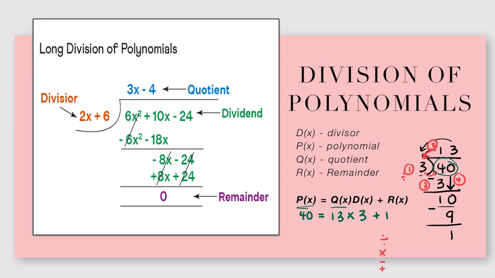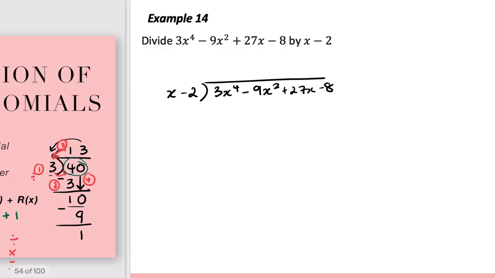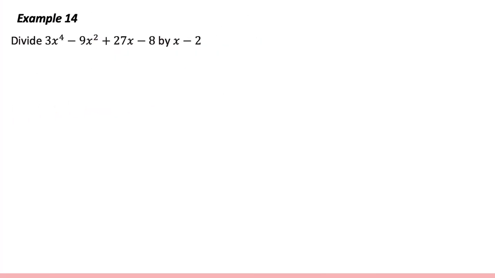Now, doing it with polynomials is a little bit more complicated because we don't really think of it as how many times does 2x plus 6 go into 6x squared. Rather, we're just going to consider one term at a time. So let's go ahead and practice this with our first example over here.